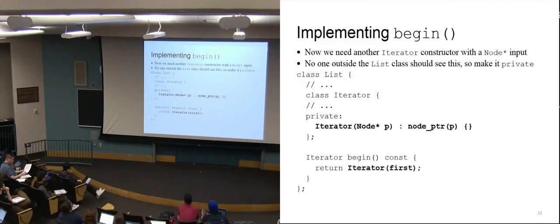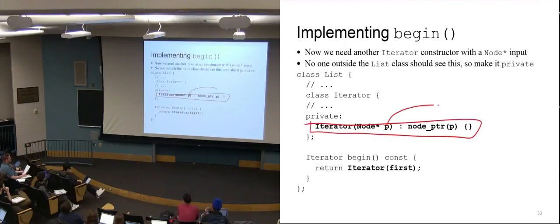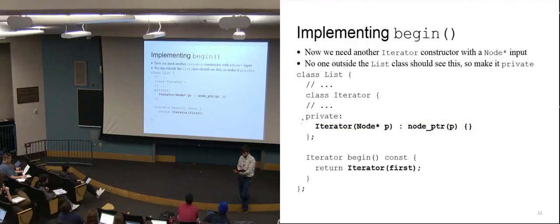So we're going to go back inside our iterator class, and we'll implement this custom constructor where the input pointer is stored as the member variable. So now we can create an iterator that points to wherever we want. Uh-oh, we got another problem. This is a private member function.